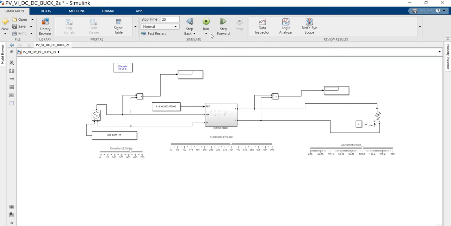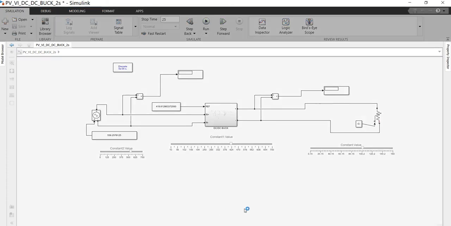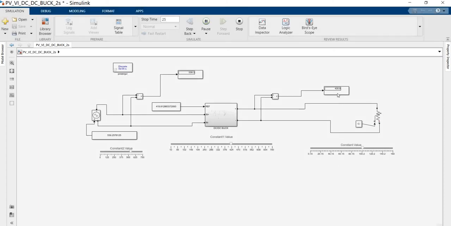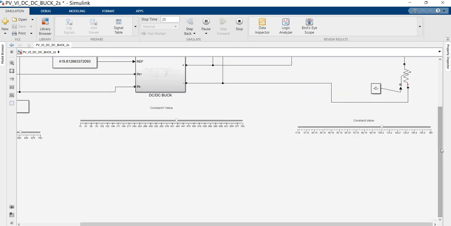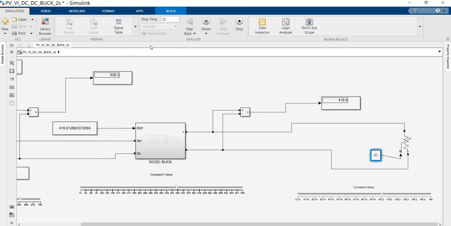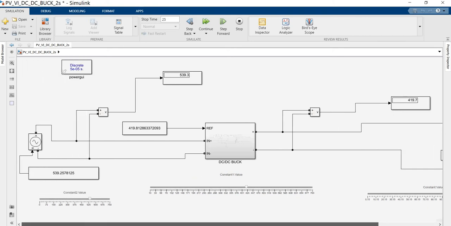Now I am going to run this file. The file is compiled now. I am also going to expand the scope so you can see the operation. Running the simulation, the input voltage is 590 and the output voltage is 419. So the output can be regulated.